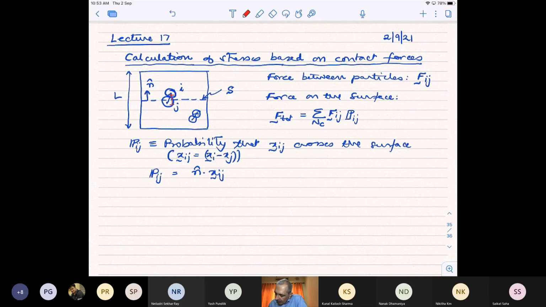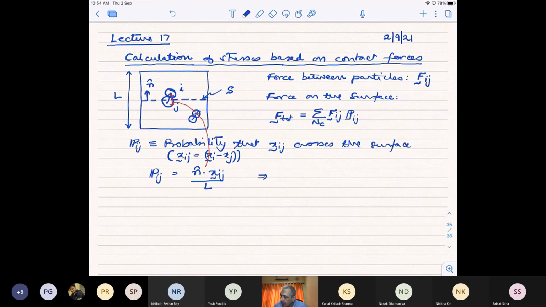I'll try and draw it neatly so that it doesn't confuse everything. So this n dot Xij is this red line. And what I can do is simply divide this length by the total length. That will give me the probability that this red line is crossing the surface instead of being anywhere else. So this is the simple result.